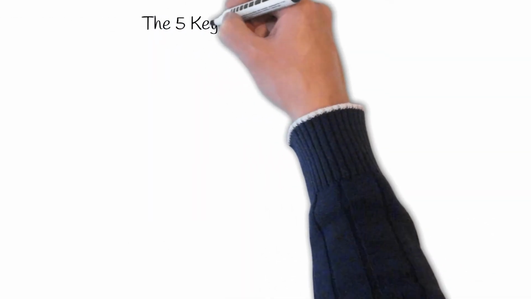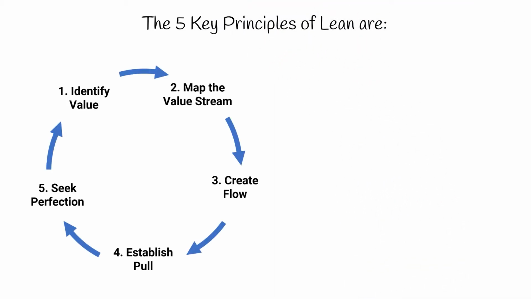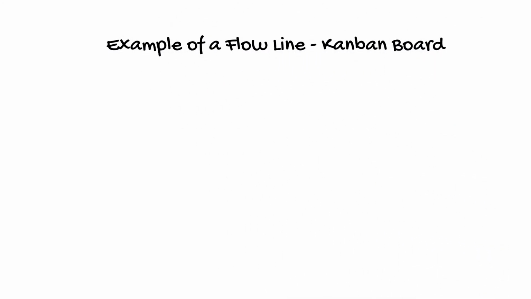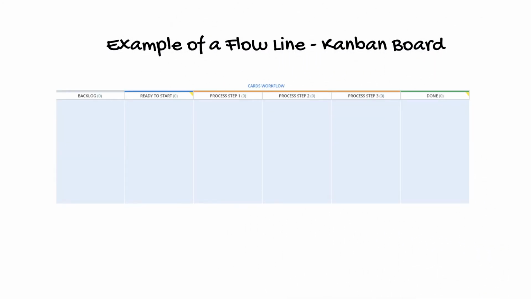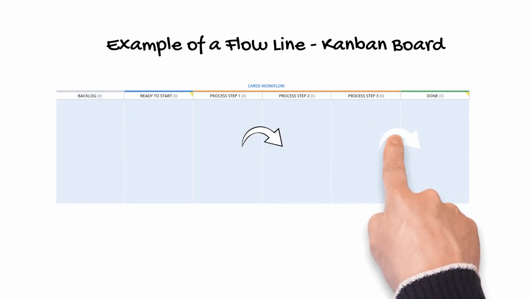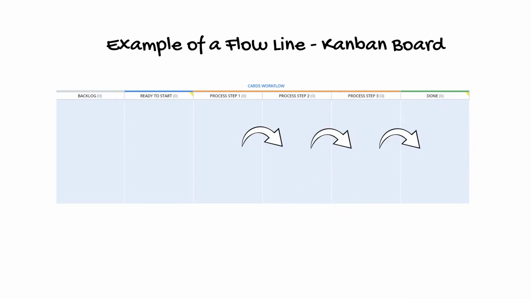Now let's talk about Lean, where the 5 key principles of Lean are identify value, map the value stream, create flow, establish pull, and seek perfection, where steps 3 to 5 can be supported using a Kanban board. Here is an example of a flow line on a Kanban board. You can visualize your process steps and have a real-time understanding of your flow line, where you move cards from left to right as they are being progressed.